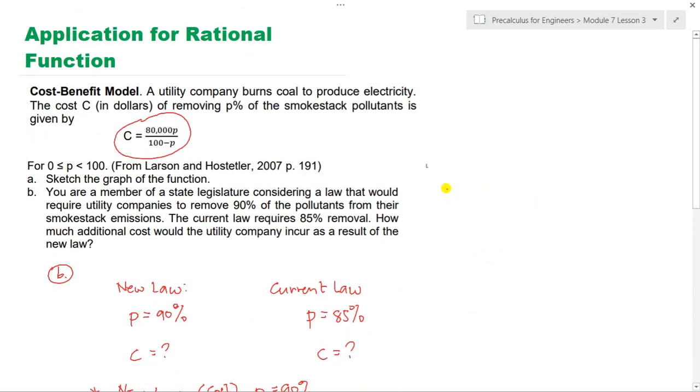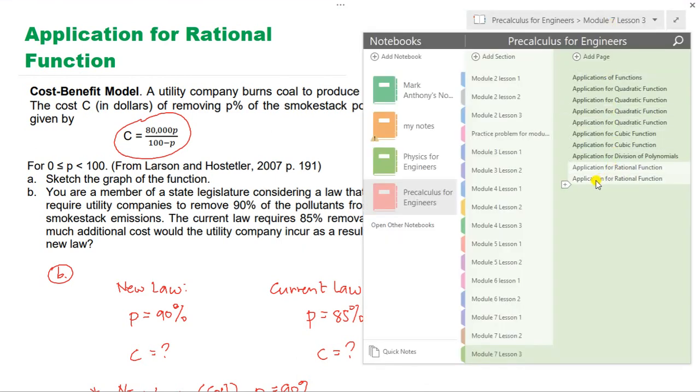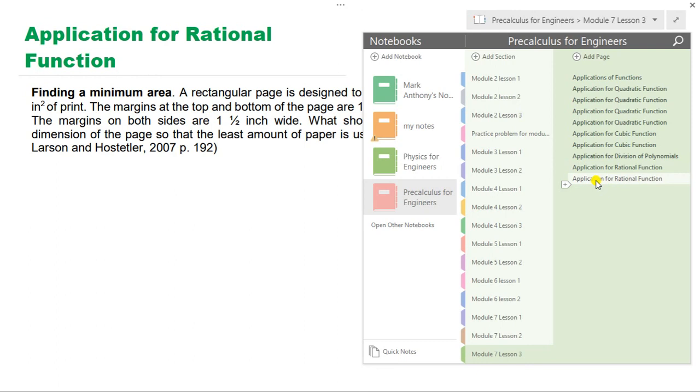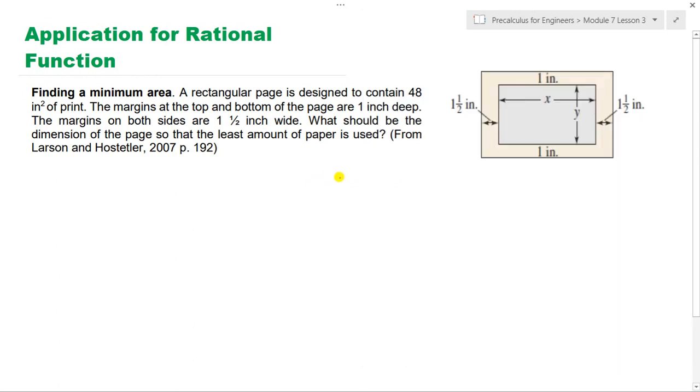Okay, so I think that is the end of my discussion for Module 7, Lesson 3. Okay, I think mao na ang last. Still for rational function, so mao na siya ang last.